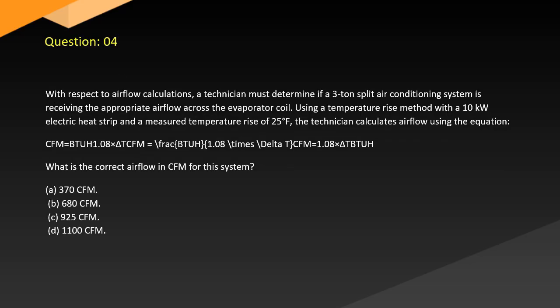Question 4. With respect to airflow calculations, a technician must determine if a 3-ton split air conditioning system is receiving the appropriate airflow across the evaporator coil using a temperature rise method with a 10 kW electric heat strip and a measured temperature rise of 25 degrees. The technician calculates airflow using the equation CFM = BTU/h / (1.08 × ΔT). What is the correct airflow in CFM for this system?